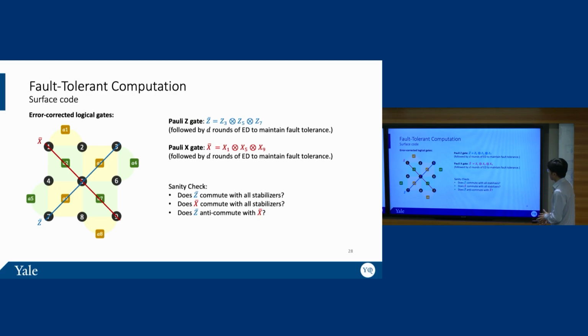A quick check that you can do is that this logical operation commutes with all my stabilizers. In other words, it does not change them. If I perform the logical gate, it will not be accidentally identified as an error, right? It does not anti-commute with any of the stabilizers, so they will not raise a flag because of my gate. And you can do the same thing for both. And then it's also important to see that the logical Z and logical X anti-commute with each other.